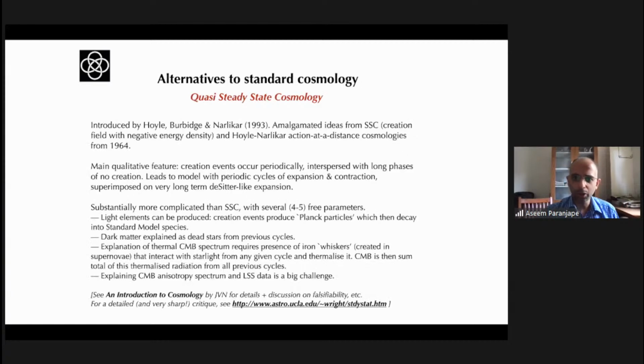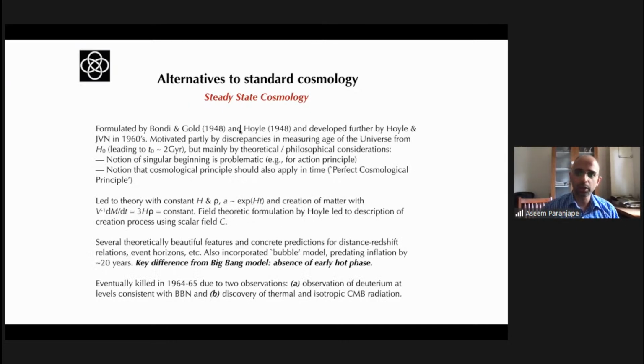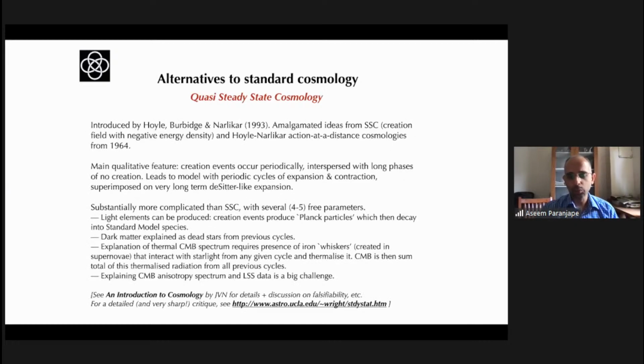The story goes on. I will not go into these details. Hoyle, Burbidge, and Narlikar tried to revive this theory in a different way, in the guise of what's called the quasi-steady state cosmology, much later in the 1990s. This theory is substantially more complicated than the original steady state cosmology. Steady state cosmology was very beautiful, non-parametric, and philosophically very appealing. The quasi-steady state was built on steady state, but it had more complications. So there were several free parameters, for example, bringing it much closer to the standard model of cosmology, at least conceptually. But physically it is still extremely different from the standard model.